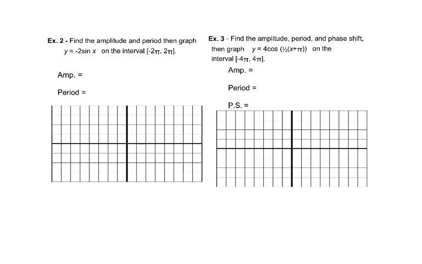So we're going to continue on here. We're going to find the amplitude, period, and then graph as we just did. So again, we're going from negative 2 pi to 2 pi, and we're doing negative 2 sine of x. So you'll notice that negative 2, or our amplitude of 2, means that it's going to be bounded at 2. So it won't go past those two red lines at all.